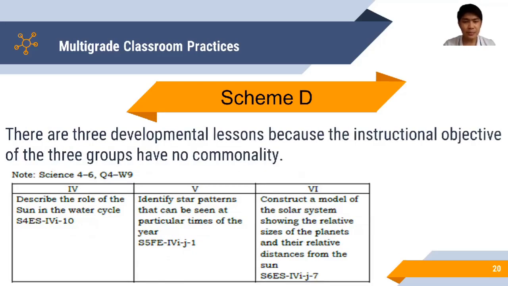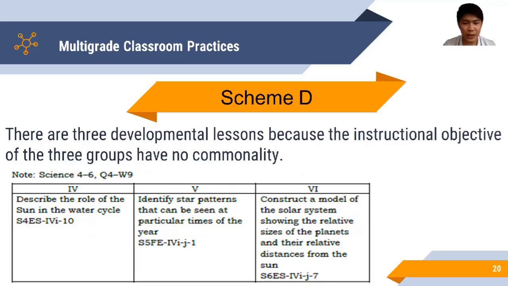Next po is Scheme D. So Scheme D, there are 3 developmental lessons because the instructional objective of the 3 groups have no commonality. Ito na yung magkakaiba po talaga lahat. Grades 4, 5, and 6, magkakaiba talaga ng objectives.